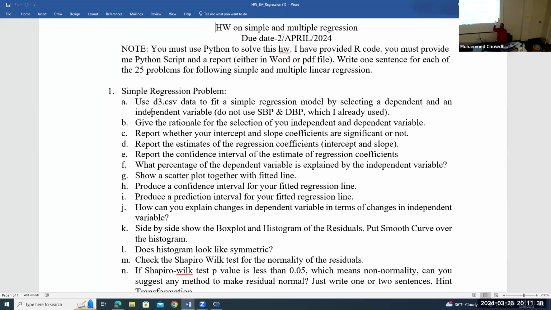When age went up, cholesterol level goes up, right? Report whether your intercept and slope coefficient are significant or not. How can you say that? By looking at the p-value, right? You can say that by looking at the p-value, we see that intercept and slope coefficients are significant, or they are not significant, or one of them is significant, other is not significant.